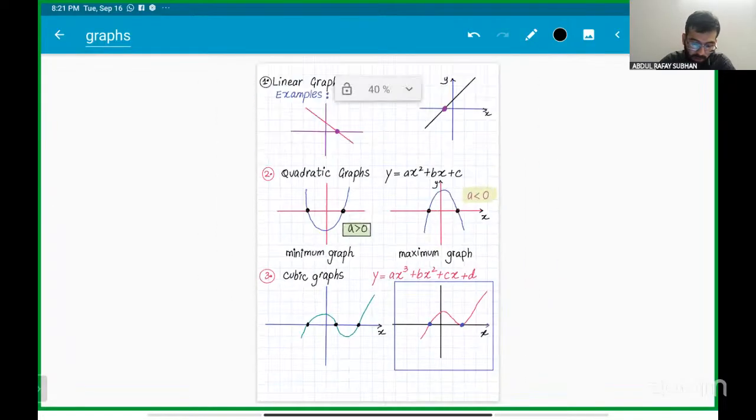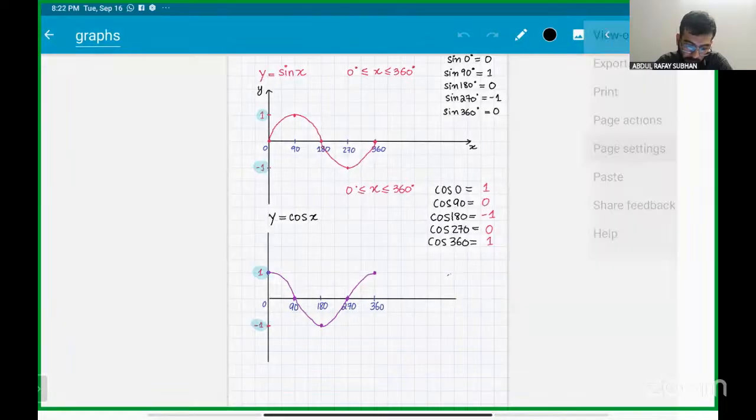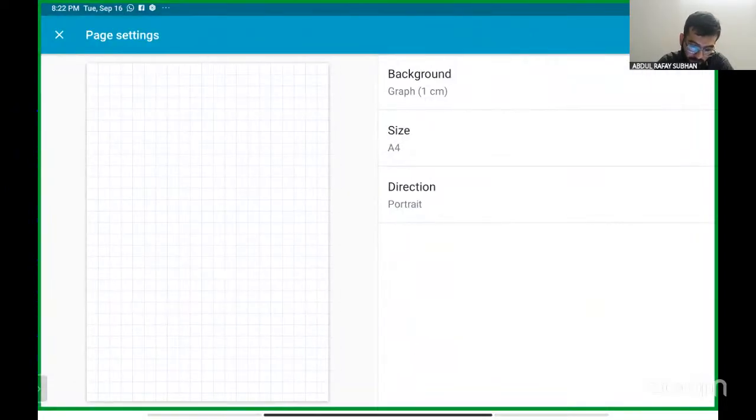So I'll just summarize. Please have a look. The first page is done, showing how different types of graphs will look. So the next one is, let's add another page.